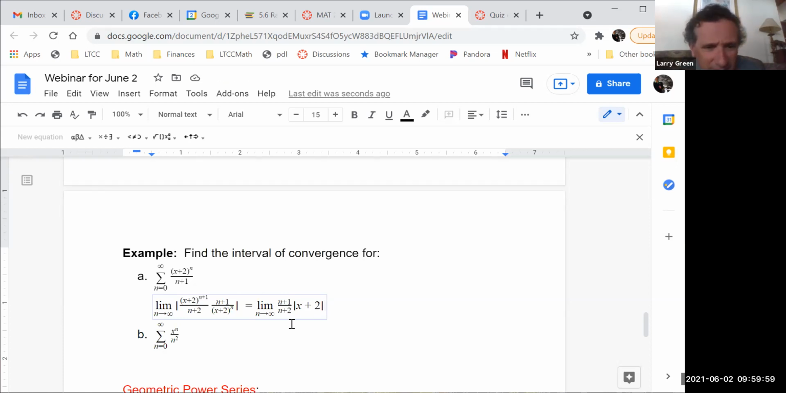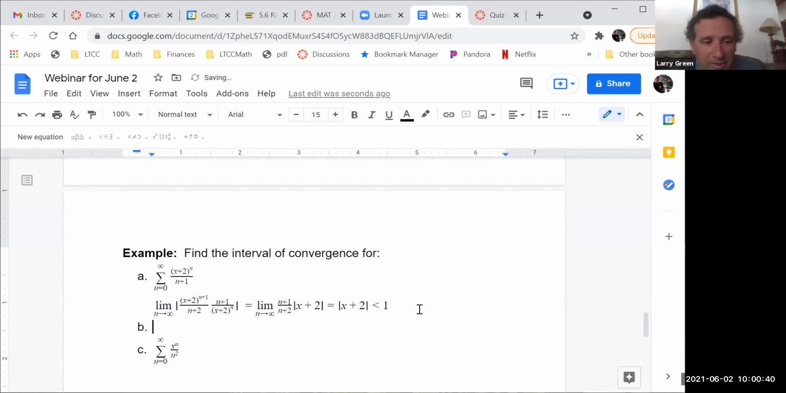But the good news is that n plus one over n plus two, what does that go to as n goes to infinity? Not a half, good try. Use L'Hopital's rule. Hopefully we can do that in our head. Let's take the derivative quickly. Yeah, it's one. Derivative of n plus one is one. Derivative of n plus two is one. That's just one. I'm not going to write the one, but I'm going to say the one. One times the absolute value of x plus two.